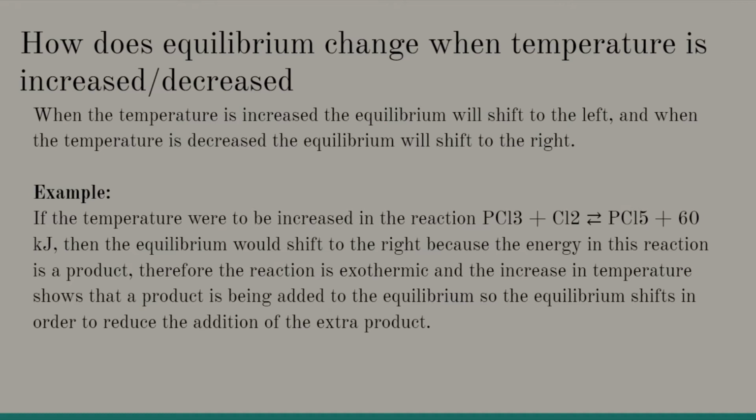For example, if the temperature is increased in the reaction PCl3 + Cl2 ⇌ PCl5 + 60 kJ, then the equilibrium would shift to the left because the energy in the reaction is a product, and this means that the reaction is also exothermic. In addition, the increase in temperature shows that a product is being added to the equilibrium. Because of this, the equilibrium must shift in order to reduce the addition of the extra product.